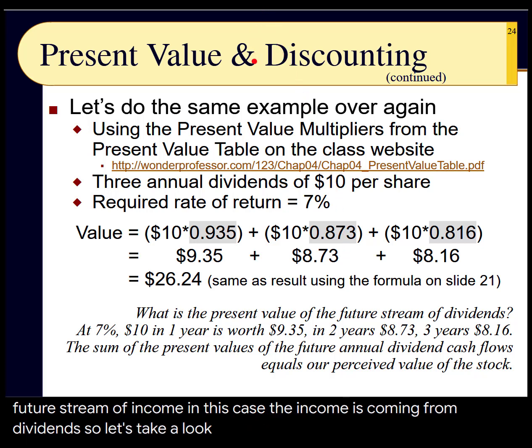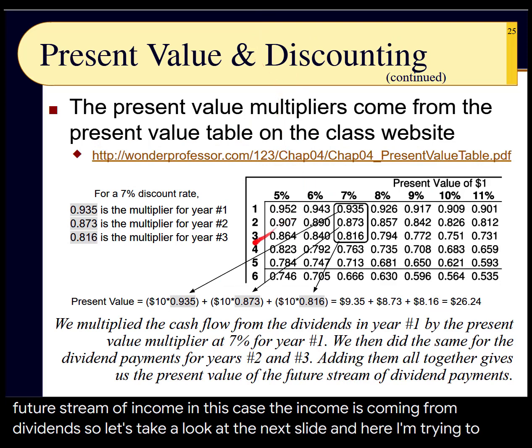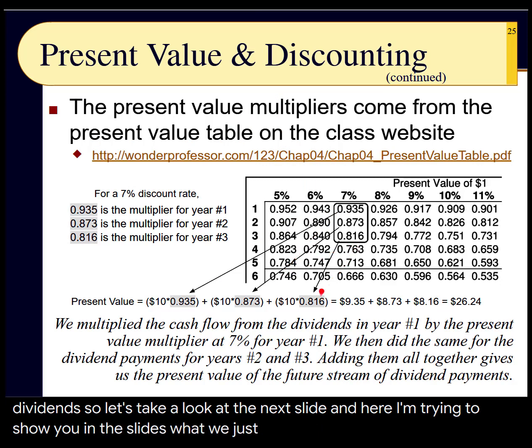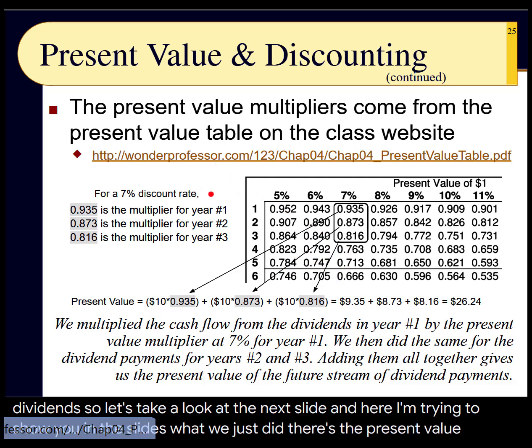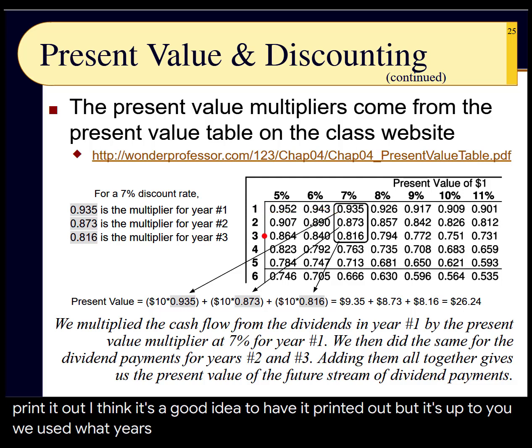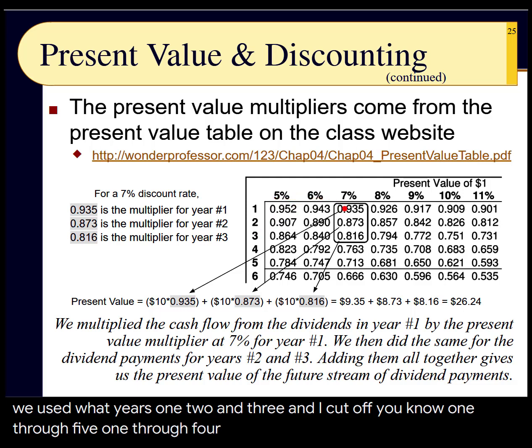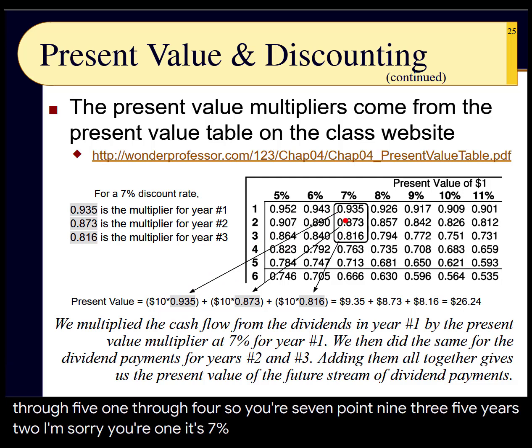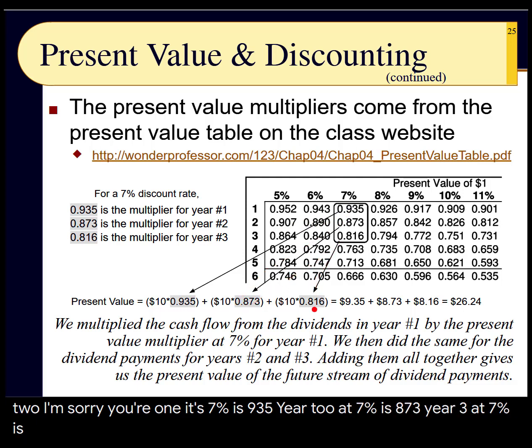So let's take a look at the next slide. And here I'm trying to show you in the slides what we just did. There's the present value table printed out. I think it's a good idea to have it printed out, but it's up to you. We used years 1, 2, and 3, and I cut off 1 through 4. Year 1 at 7% is 0.935. Year 2 at 7% is 0.873. Year 3 at 7% is 0.816.